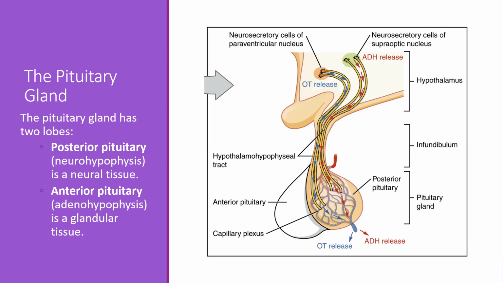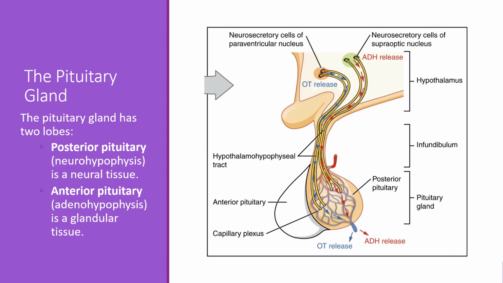So a little more detail about that pituitary gland. Again, two lobes, posterior and anterior. The posterior is also called the neurohypophysis. The old name for the pituitary gland was the hypophysis. So the neurohypophysis is the alternative name of the posterior pituitary. You don't see that very often anymore, but it is still out there.